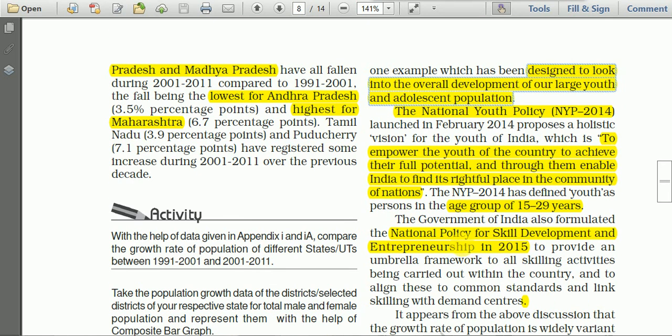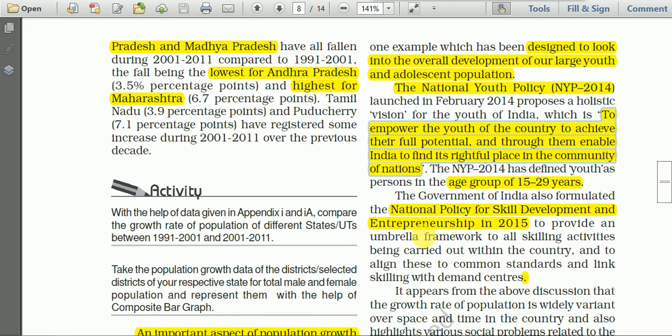The National Youth Policy NYP 2014, launched in February 2014, proposed a holistic vision for youth of India, which is to empower the youth of the country to achieve their full potential and through them enable India to find its rightful place in the community of nations. So this is the vision of the National Youth Policy 2014. It was launched in February 2014.